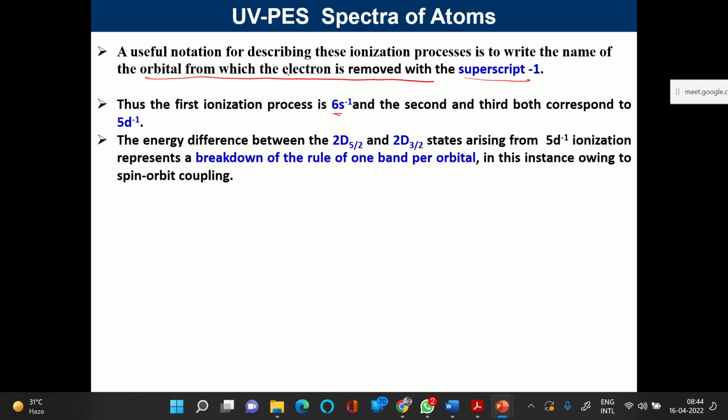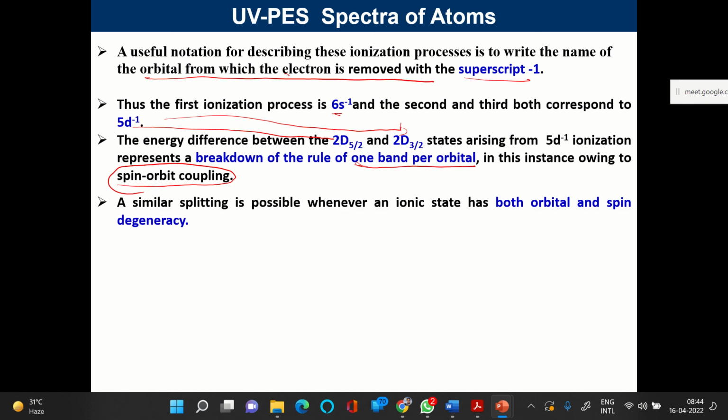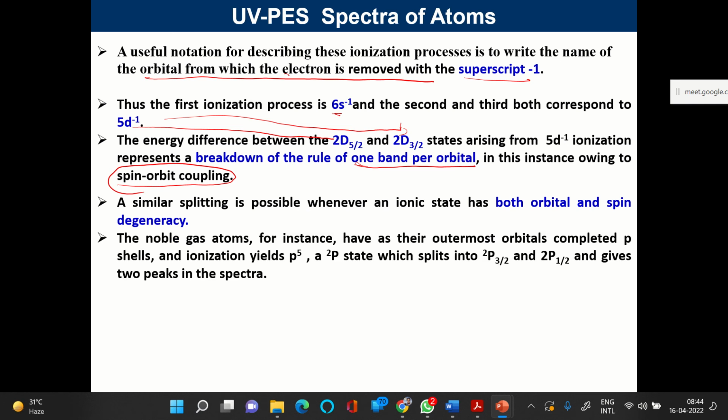So Koopmans' theorem and the one band per orbital theory do not hold here, because you have spin orbit coupling in this case. But if you understand spin orbit coupling, you can still analyze it very well. A similar splitting is possible whenever an ionic state has both orbital and spin degeneracy. So we'll see more about this in the next class. Yeah, we'll analyze it more.